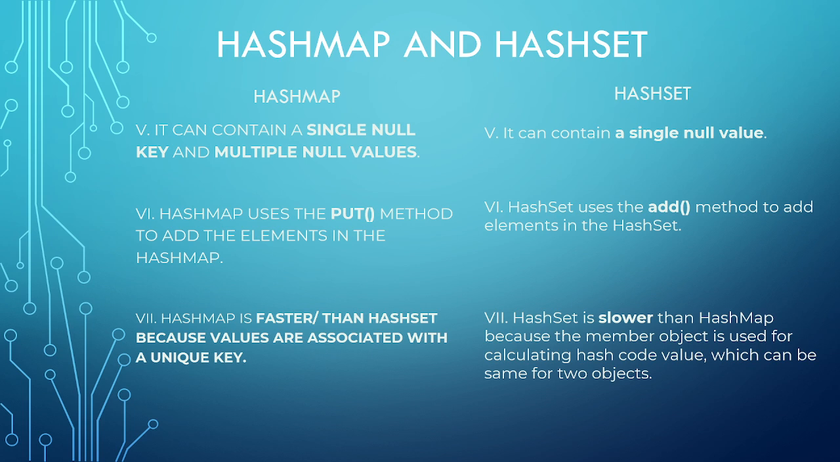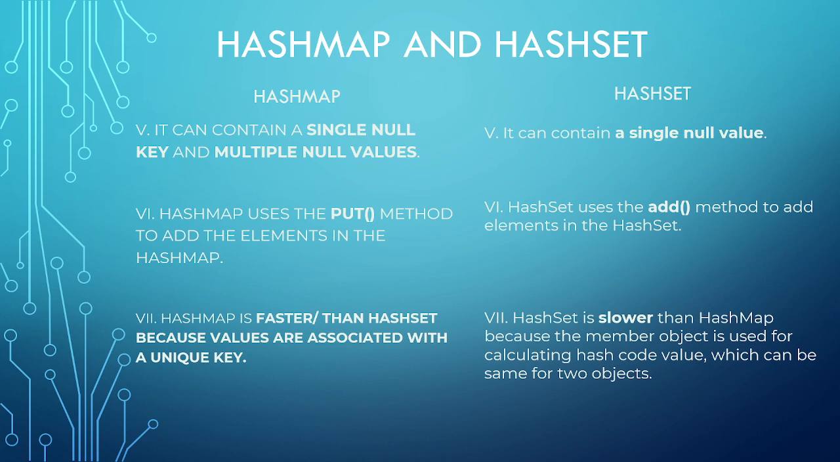In the last point, hash map is a little bit faster than hash set, because the values are associated with a unique key. Why is it faster? Because it allows only one key, not duplicate keys. Hash set is slower than hash map because the member object is used for calculating the hash code value. So that's why it's a little bit slower.